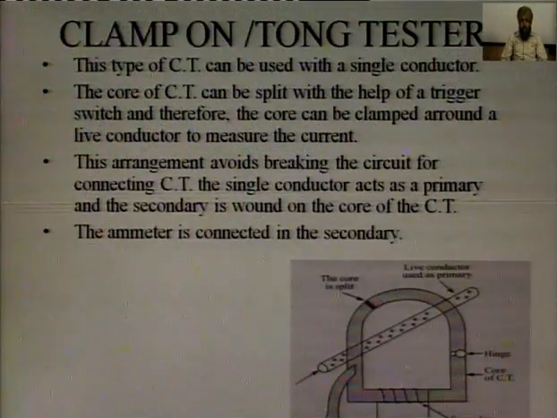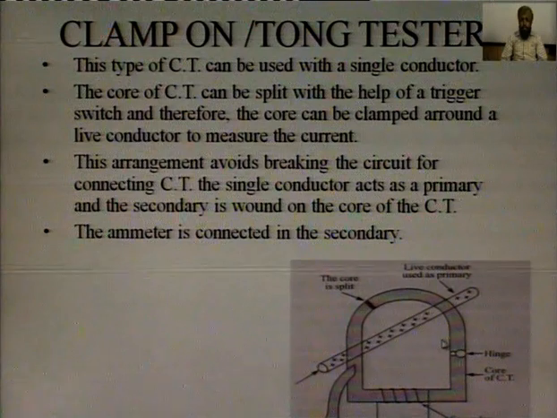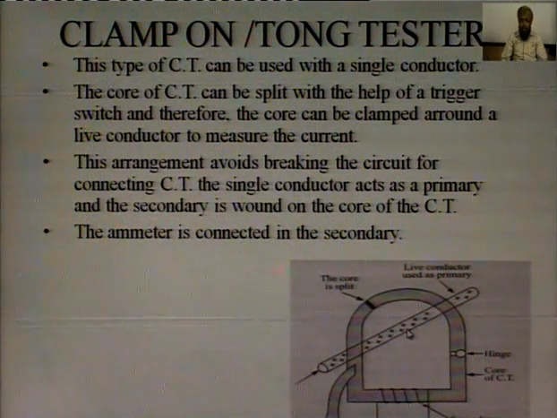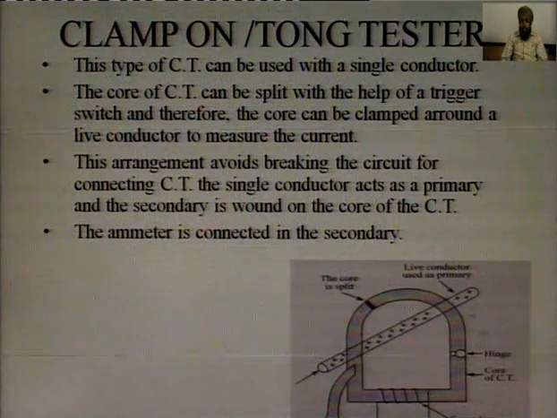Next is the tong tester. In this type, the current transformer can be used with a single conductor. The core of the CT can be split with the help of a trigger switch, and therefore the core can be clamped around a live conductor to measure the current. This arrangement avoids breaking the circuit for connecting the CT.